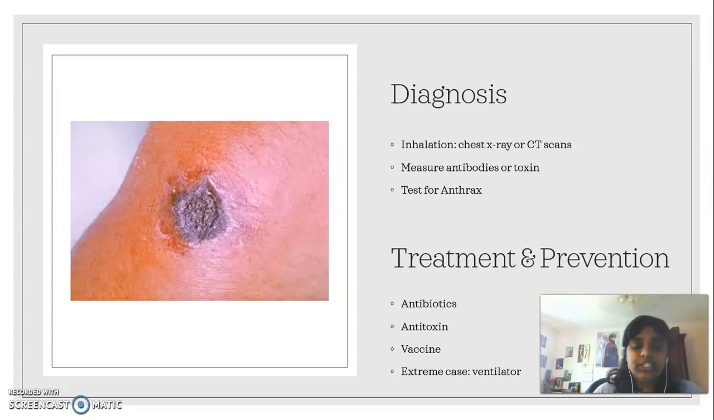For treatment and prevention, antibiotics are very effective against anthrax. There's antitoxin. There's not a lot of antitoxins that are effective, but that is a treatment option. Prevention-wise, you can use vaccines, and sometimes vaccines can also be used as treatment, which we'll talk about in a second. And then in a very extreme case of the inhaled form, you will have to go on a ventilator to help you breathe. But with the vaccine, what ends up happening is they only give the vaccine to people who are at risk for some reason of encountering anthrax.